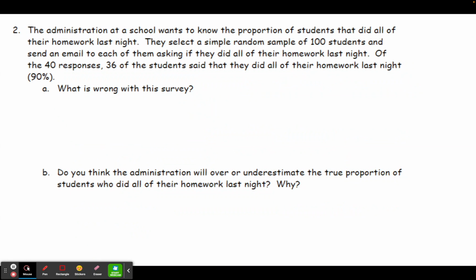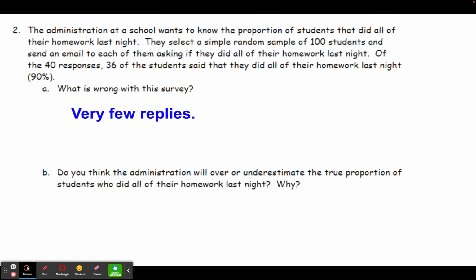In example 2, it says the administration at a high school wants to know the proportion of students that did all of their homework last night. They select a simple random sample of 100 students and they send an email to each of them asking if they did all their homework. They got 40 responses, and of those 40, 36 of the students said that they did all their homework last night, and 36 out of 40 is 90%.